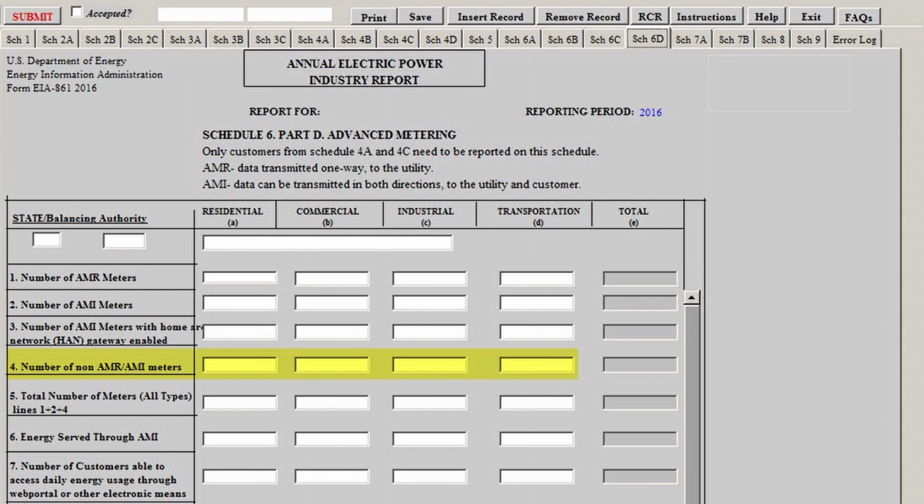Line 4 collects data on standard type meters or any other meter that is not AMR or AMI. Standard meters do not transmit data. Line 5 totals lines 1, 2, and 4.